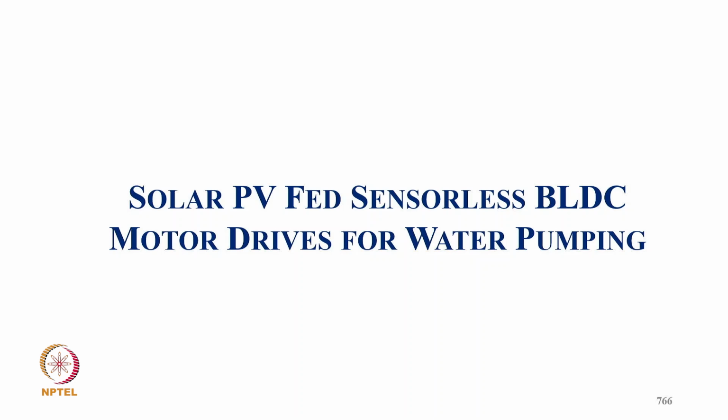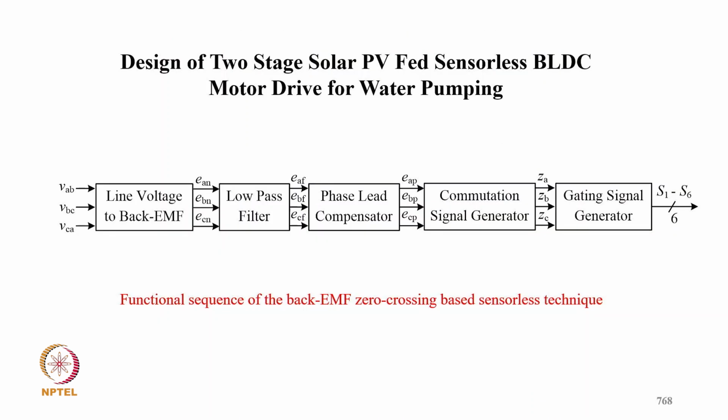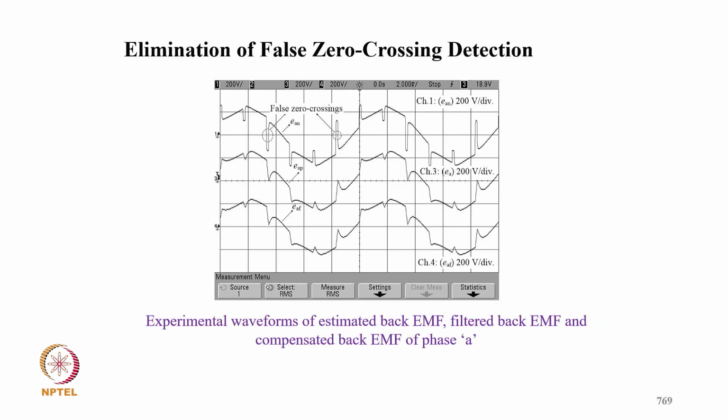Now coming to solar PV fed sensorless BLDC motor drive for solar pumping. Here we have a boost converter, then we have voltage sensing for sensorless control for commutation of the inverter, and the duty cycle is decided for MPPT of the boost converter. For the sensorless scheme, we sense the line voltage, then we estimate the back EMF, then we use a low pass filter to get the fundamental, then a phase lead compensator for delay compensation, then the commutation signal for switching devices.